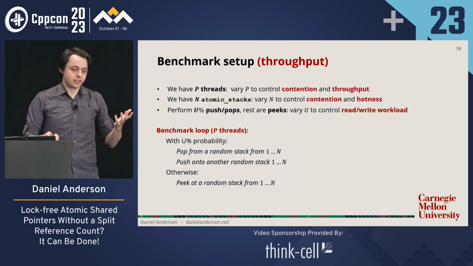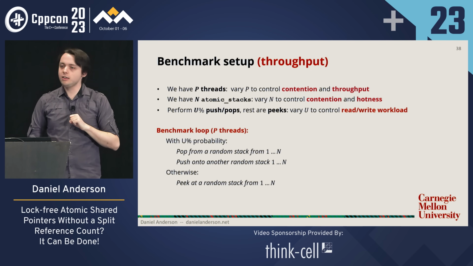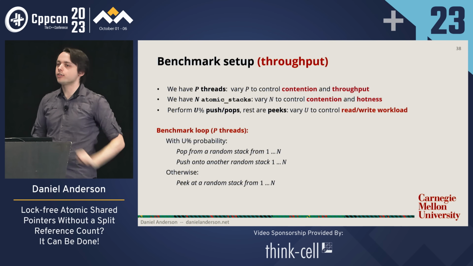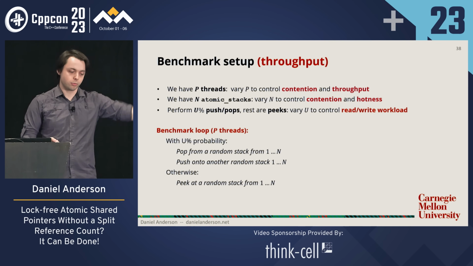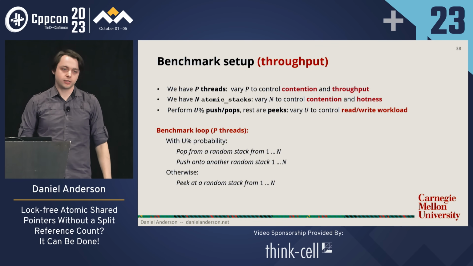So our benchmark loop is essentially going to be this. We have p threads, and all of them are doing this. With u% probability, we want to do an update. We are going to pop from a random stack 1 to n, push to a different random stack. Well, it might not be different with some probability. It could be the same stack. And otherwise, we're just going to peek at a random stack.